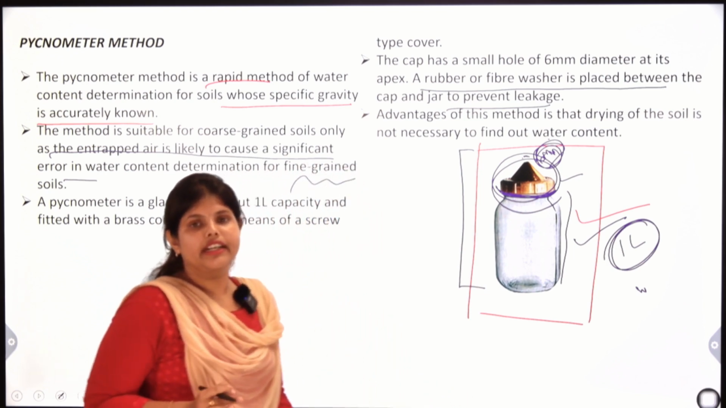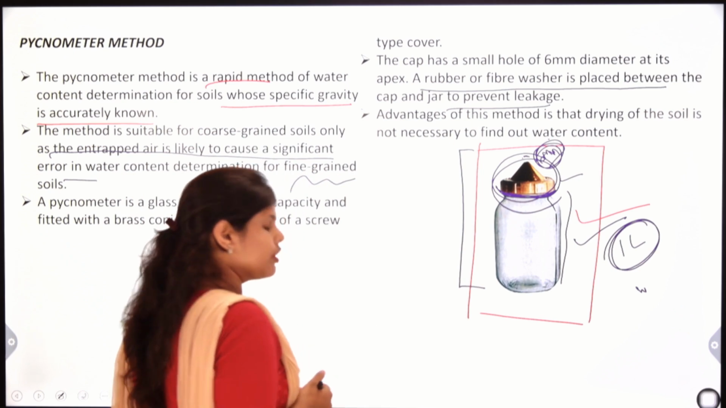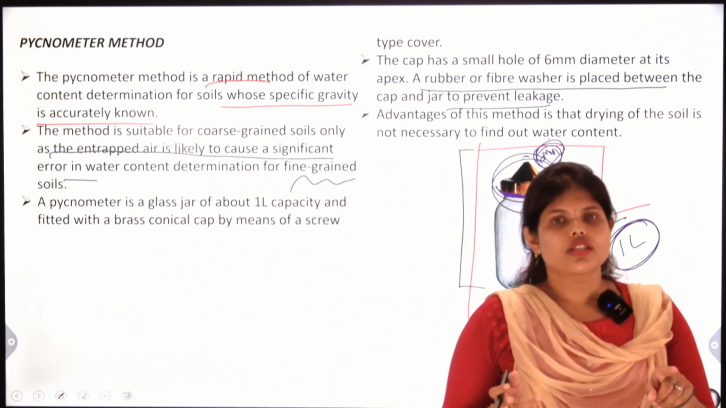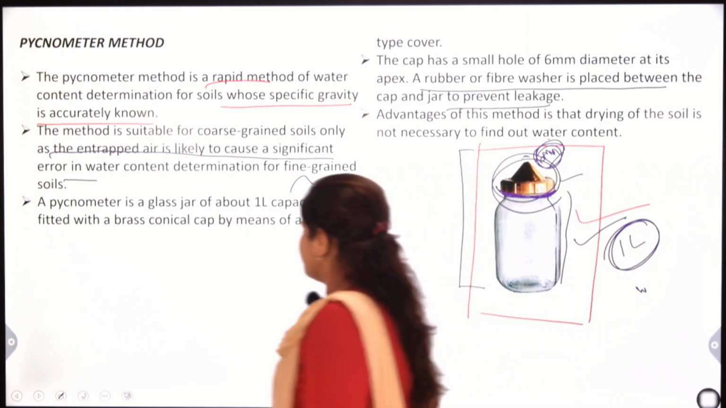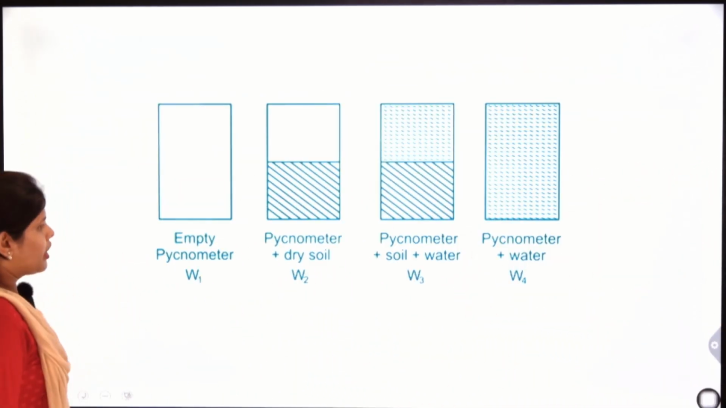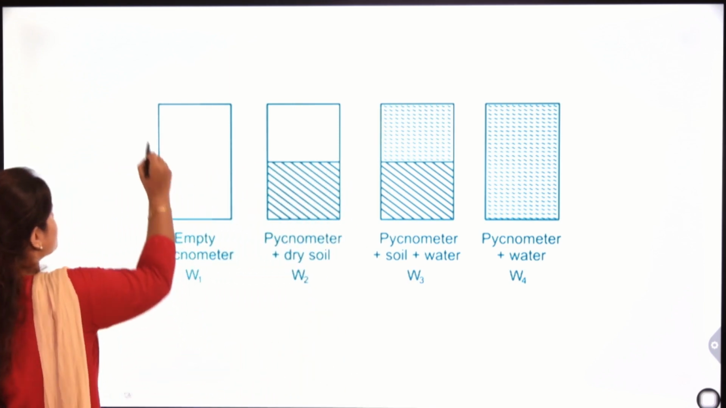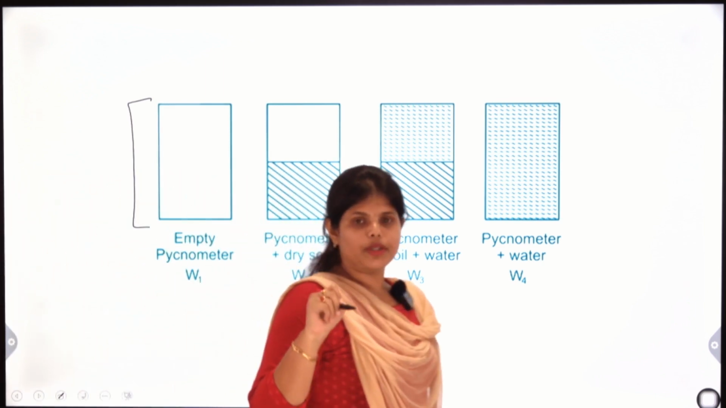So, the best point for the pycnometer test is that it doesn't need the soil to be dried. In the oven dry method or Torsion balance method, we need to dry the soil sample, but in the case of the pycnometer method, we don't need to dry it. Okay. So, here, first we take W1, the weight of the pycnometer.